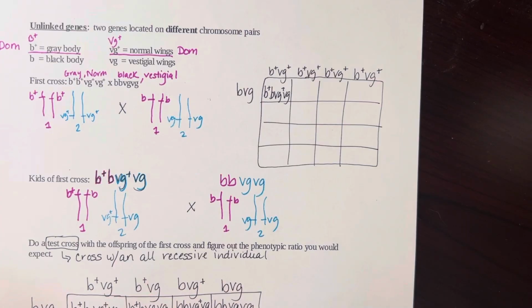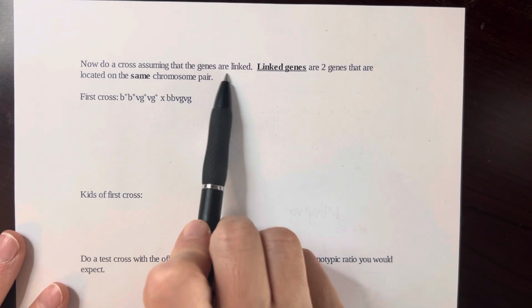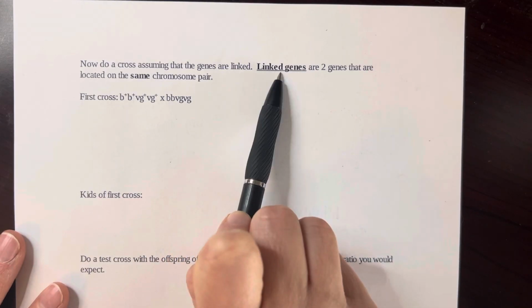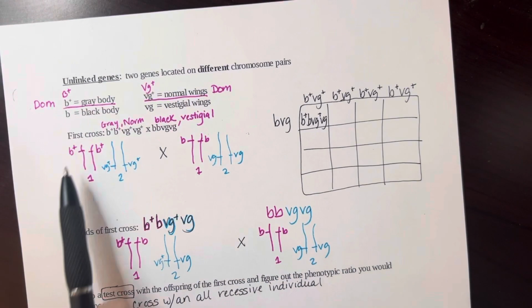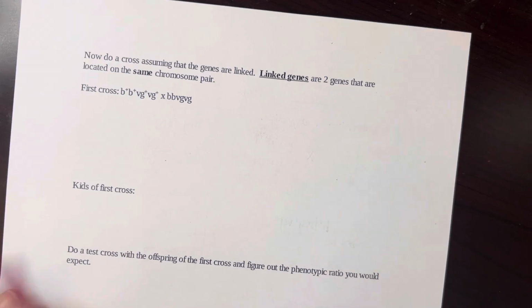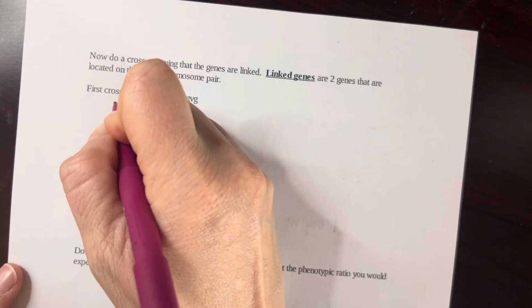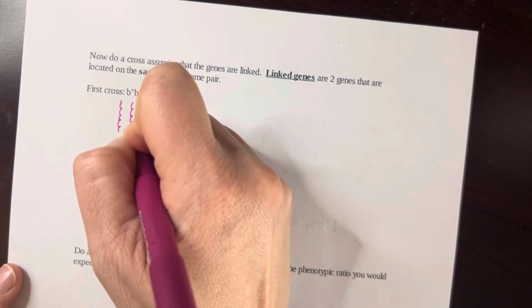All right, so let's look at this new thing. What if they're linked? This is like our meiosis picture. It says now do a cross assuming that the genes are linked. Linked genes are 2 genes that are on the same chromosome pair. So we assumed that they were on 2 different pairs here. Now we're going to make it on the same pair. So now let's say both of these genes are on chromosome pair number 1. So here's chromosome pair number 1.